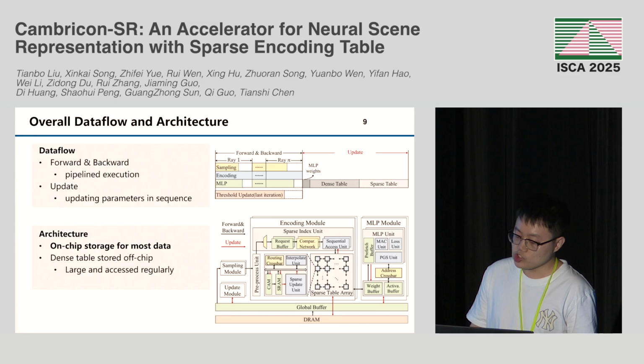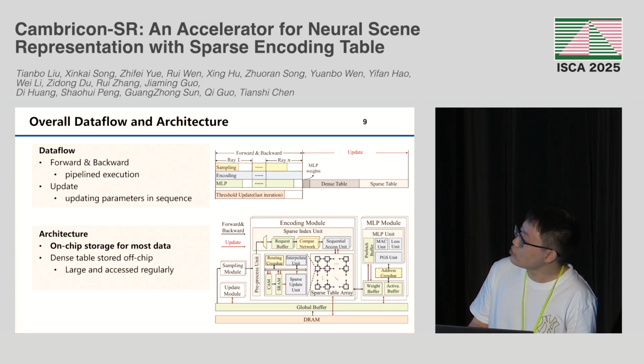To fully take advantage of the ST-NSR algorithm, we propose a hardware architecture called Cambricon-SR. The top figure shows the overall data flow of Cambricon-SR. It mainly includes two stages, the forward and backward stage, and the update stage. During the forward and backward stage, sampling, encoding, and MLP are executed in a fine-grained pipeline manner. During the update stage, trainable parameters including MLP weights and table entries are updated in sequence.